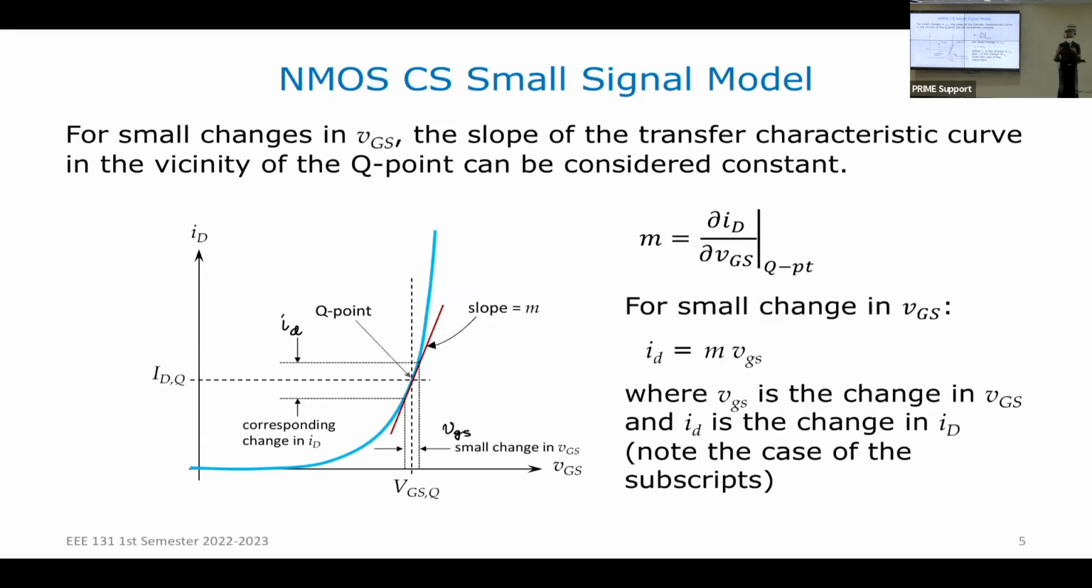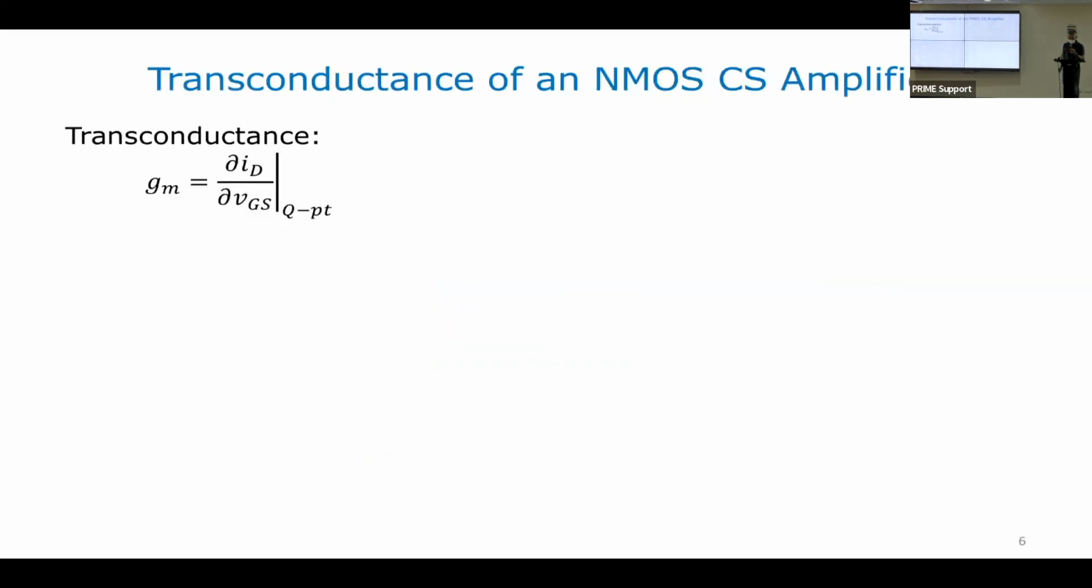You have to be very strict with your subscripts, no? Because your subscripts say a lot about the quantity. And that is what we define as the transconductance, the slope. So it's exactly the same thing that we did with the BJT. You remember the BJT, the transconductance is partial of I sub C with respect to VBE. Dito ngayon, it's partial of I sub D with respect to VGS.